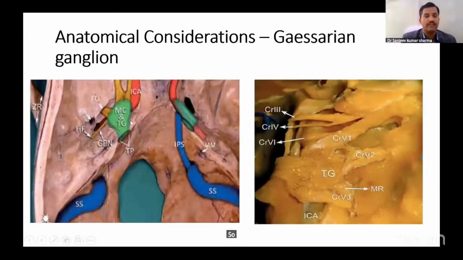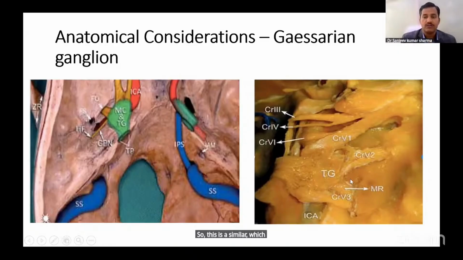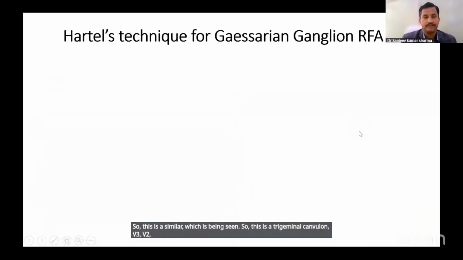So anatomy, if we see, this green one is the Gasserian ganglion, as seen from the inside. This is the mandibular nerve, which is V3, coming out of the foramen ovale. This is V2, and this is V1. So this is the trigeminal ganglion, with the V3, V2, and V1 areas.